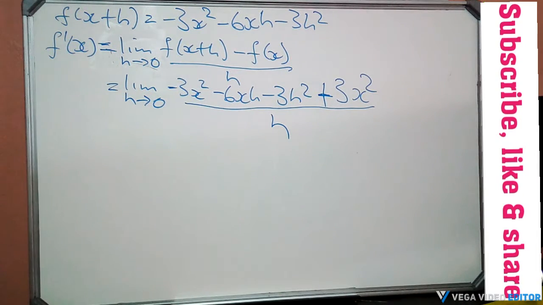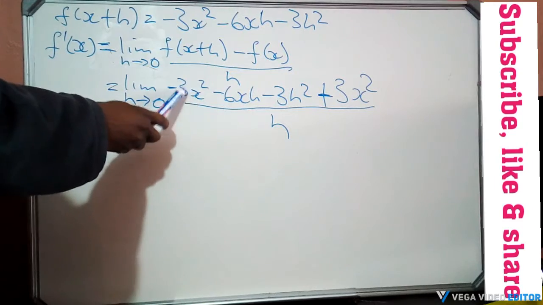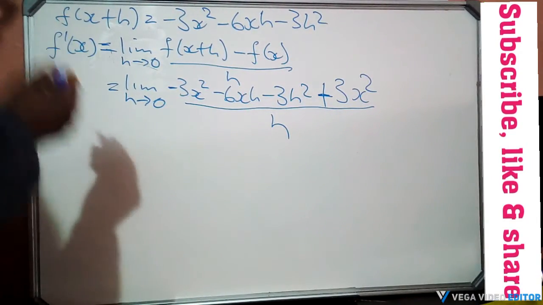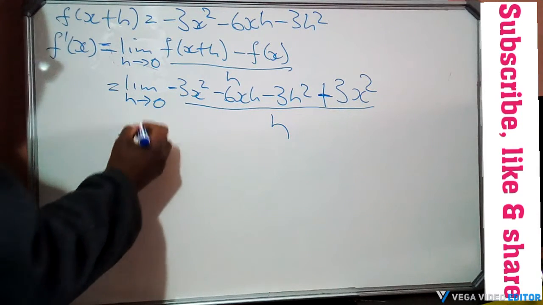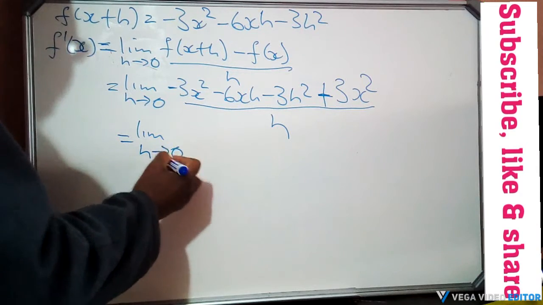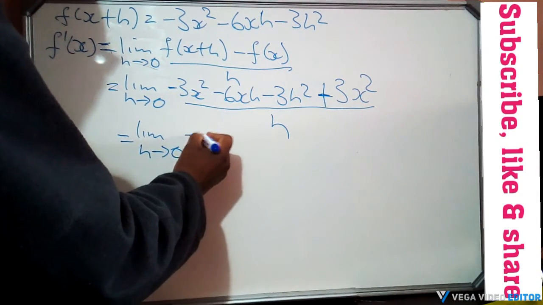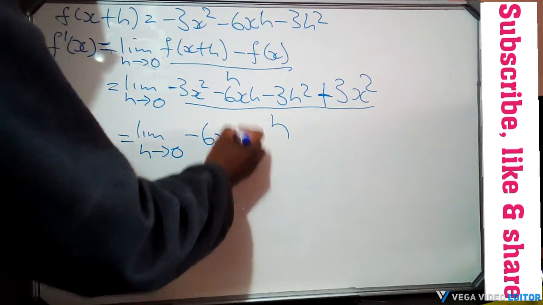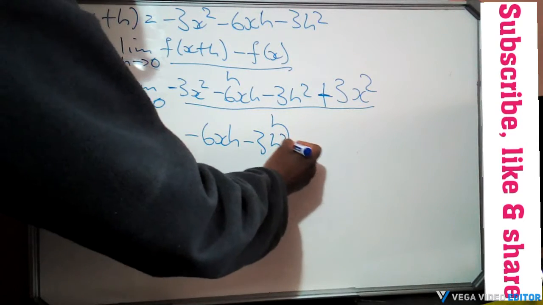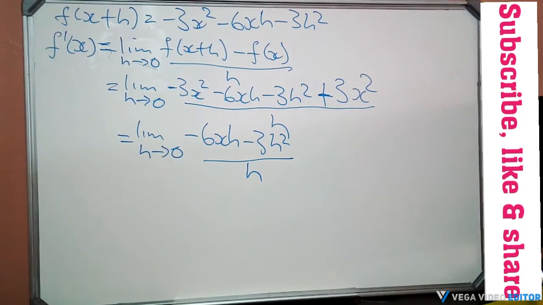All right. Now let us solve that. Negative 3x squared plus 3x squared is 0. So that will leave us with the limit with h approaching 0. This one is out. We've got minus 6xh minus 3h squared divided by h. All right, that is what we have.